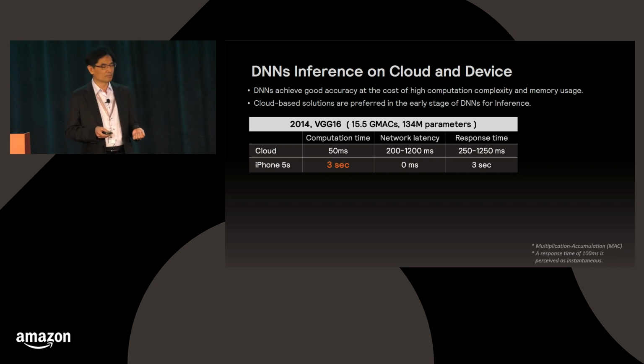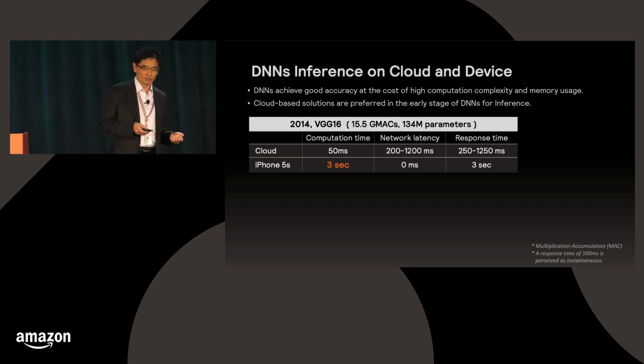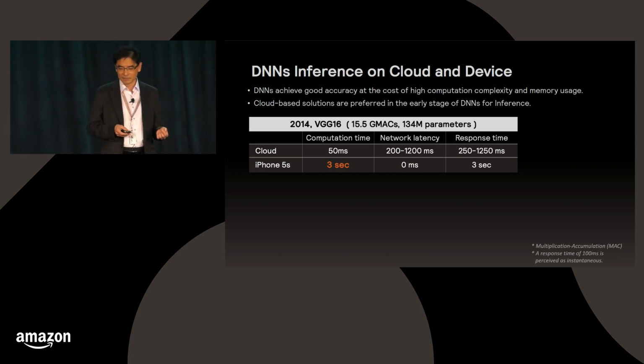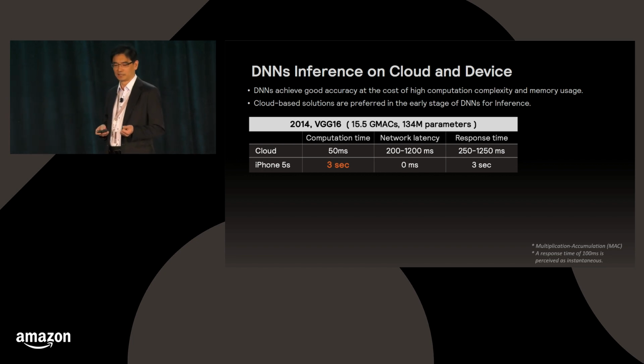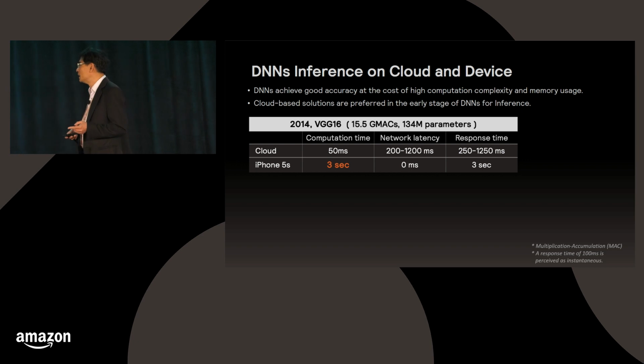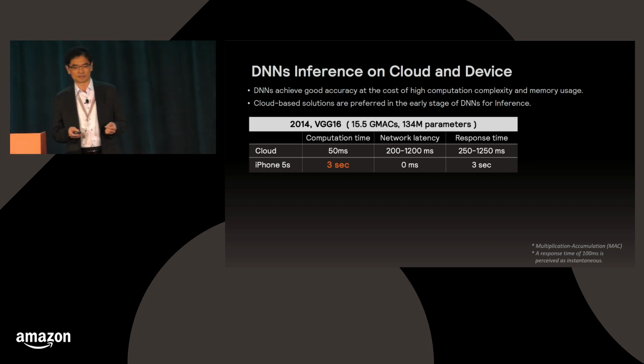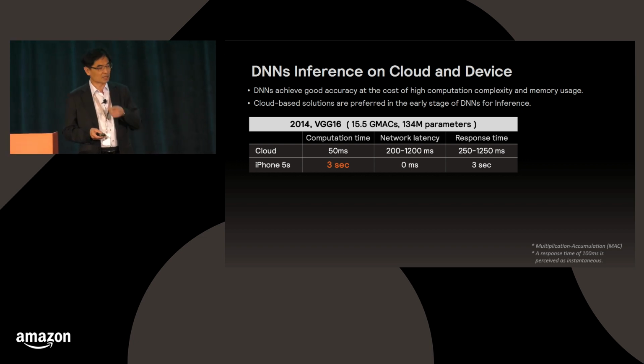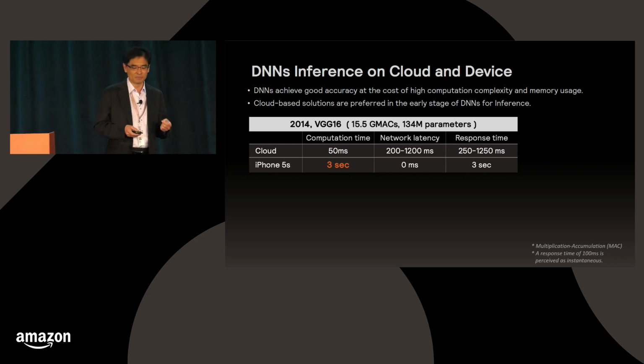However, compared with the iPhone 5S at that time, the cloud was faster. The iPhone needs 3 seconds. So obviously, cloud is a better choice at that time. Here I mainly talk about the inference, not the training.